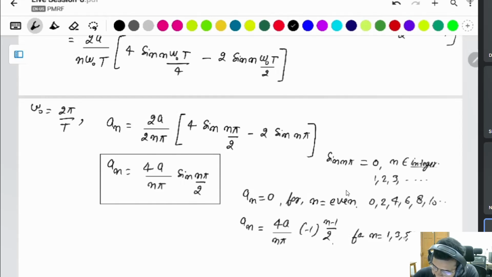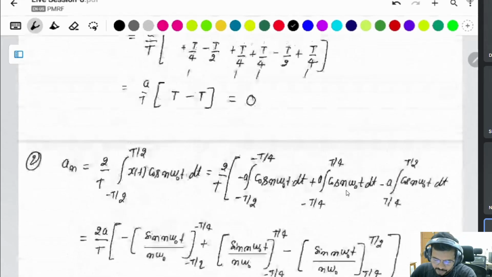If putting a 3, then what happened? Sine 3 pi by 2, it means 270, will be minus 1. Same thing, put here n equal to 3, 3 minus 1 is 2, 2 by 2 cancels out to 1, and minus 1 power 1 will be minus 1. Okay, then this will be written as this one.